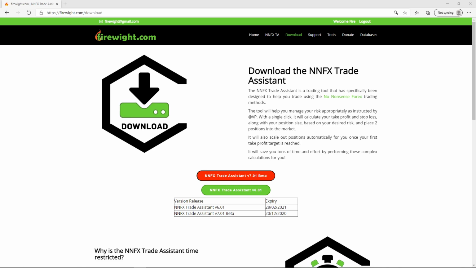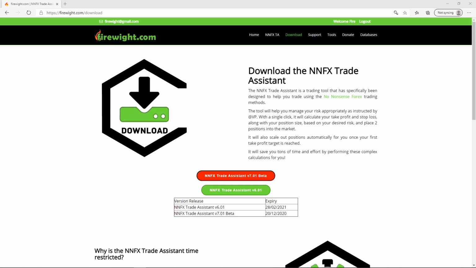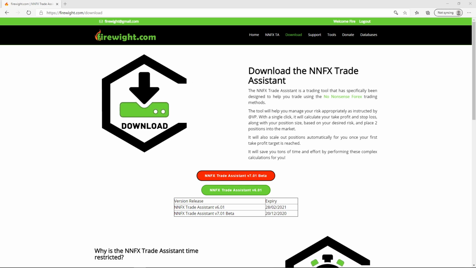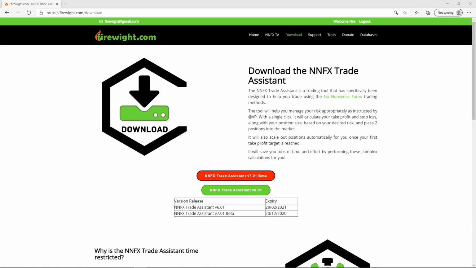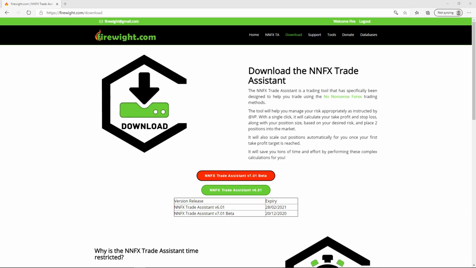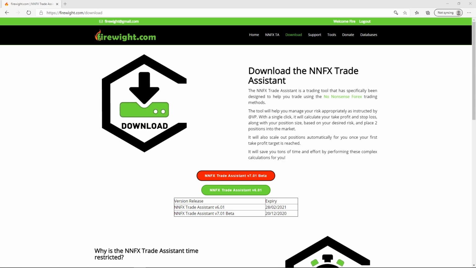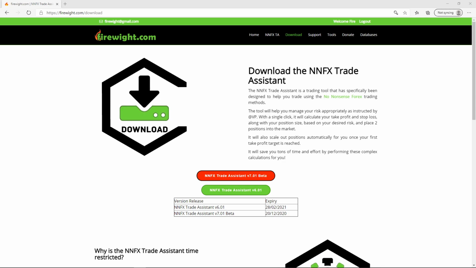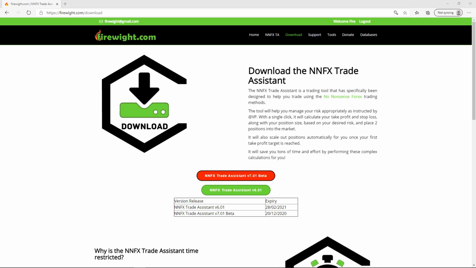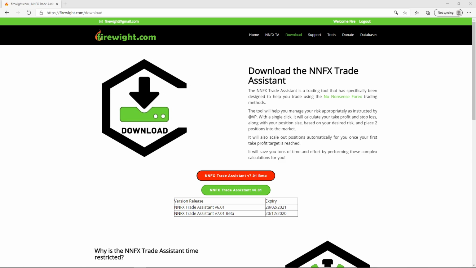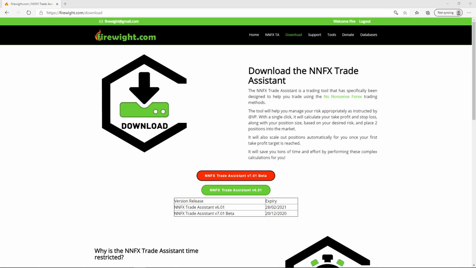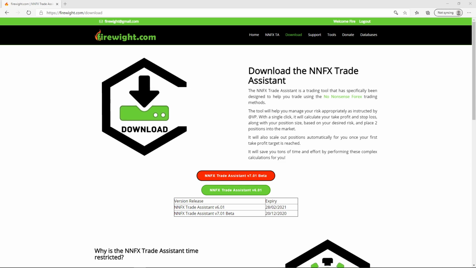MT4 strategy tester, which means you can actually start a strategy tester and advance candle by candle, click the buy sell buttons. It will do all your lot sizing calculations, as well as your trailing stops. It'll collate all that into a standard strategy tester report at the end, so you can see your profit and loss and basically everything that a strategy test will show you, except you're manually trading it with the No Nonsense Forex Trade Assistant. So this is a pretty cool update.